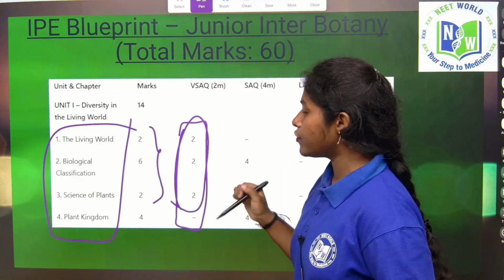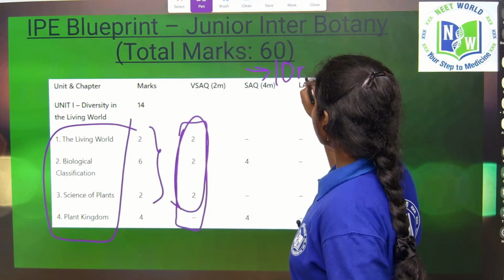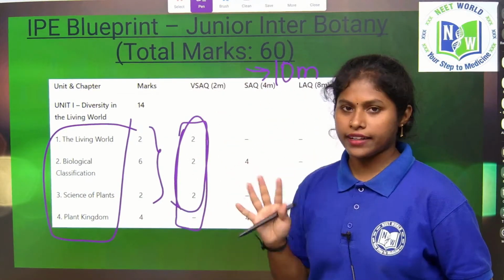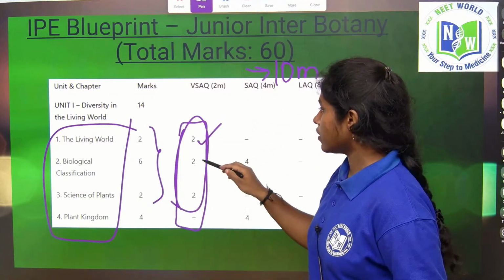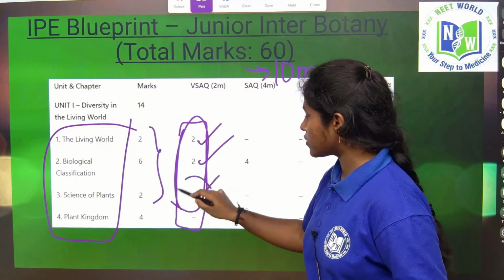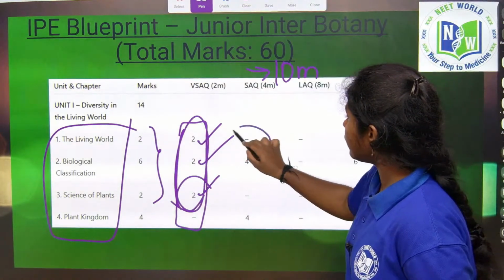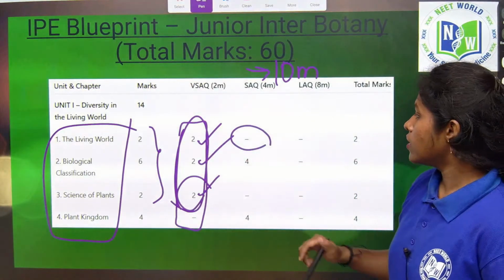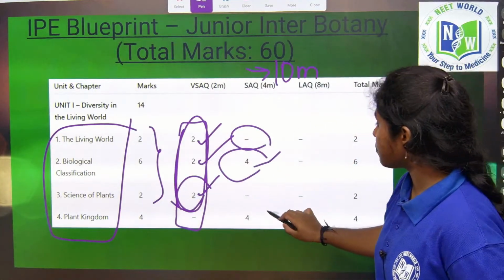Which means, if you want the 2 marks questions, they will give 10 and you have to write 10. In that, from the living world you will get one 2 marks question, from biological classification you will get a 2 marks question, and from science of plants also you will get a 2 marks question. Coming to the 4 marks, you are not getting a 4 marks question in the living world. So, in biological classification you are getting a 4 marks question, and in plant kingdom.